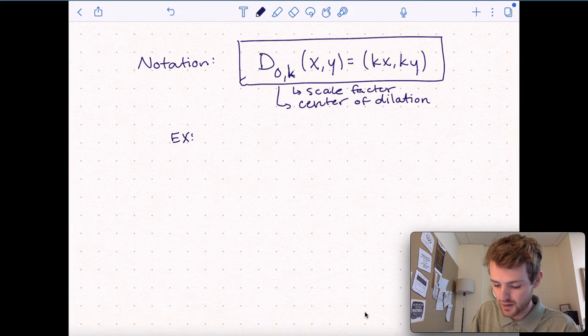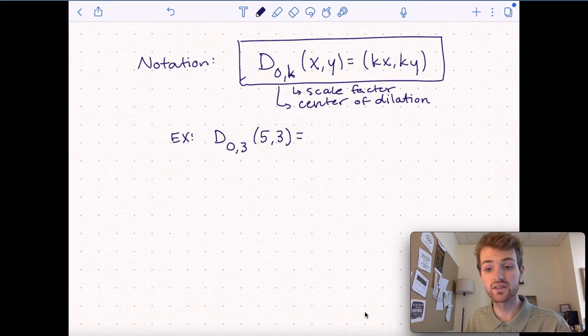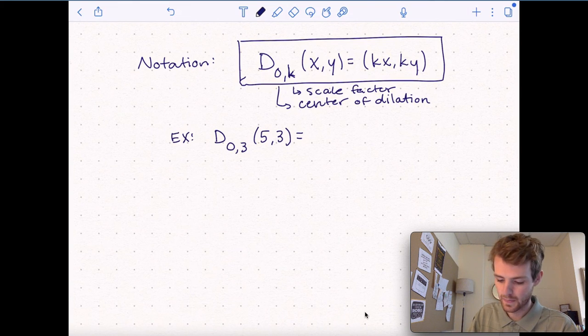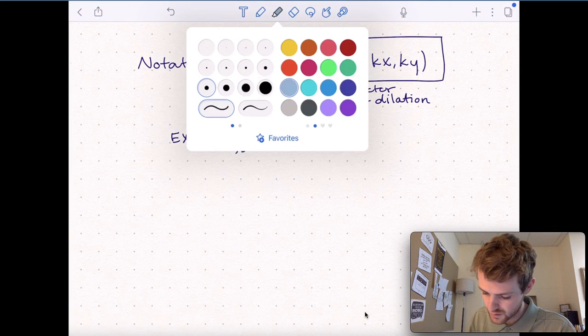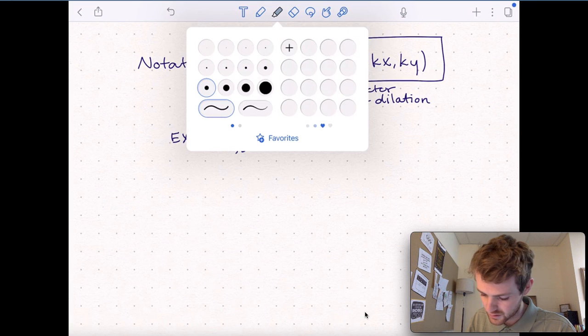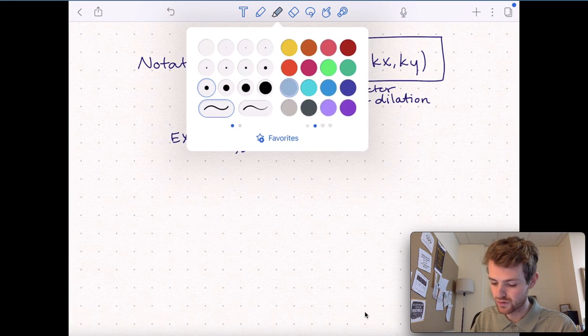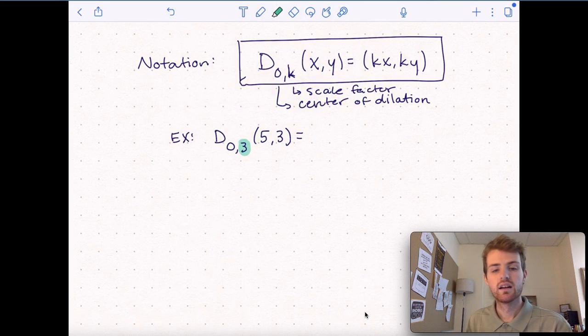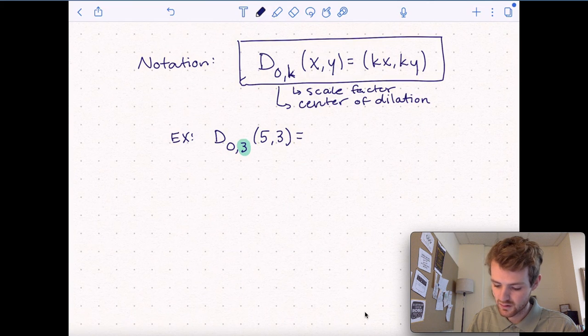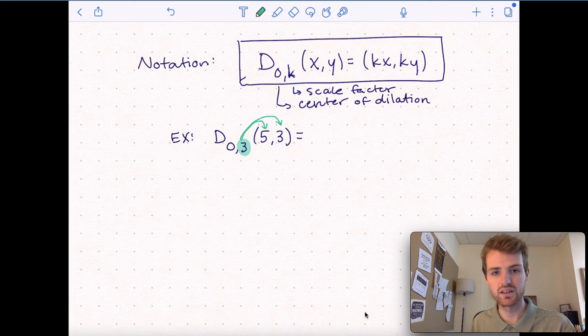If I gave you this, and asked you where this point would end up after this dilation, this is what we're doing. See how we have this 3, this K. All we're doing is taking it and multiplying it by each of the coordinates.